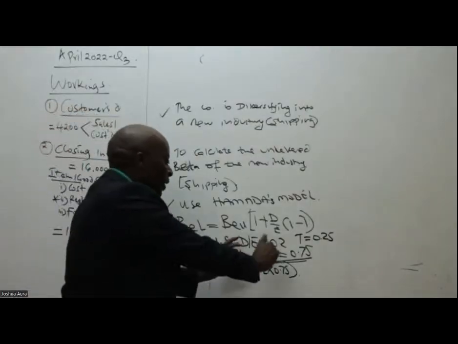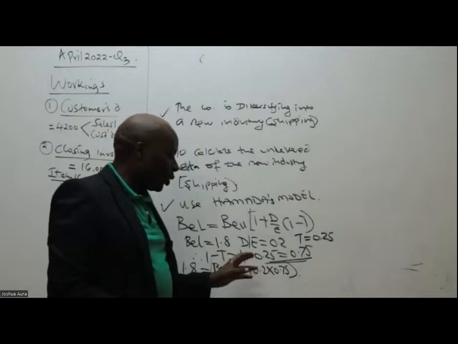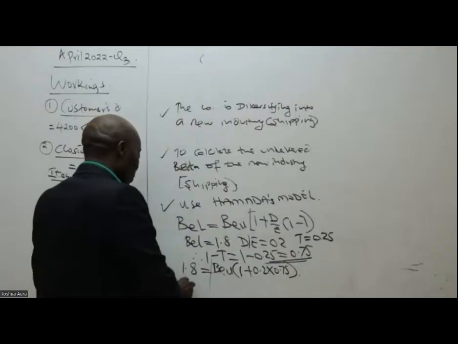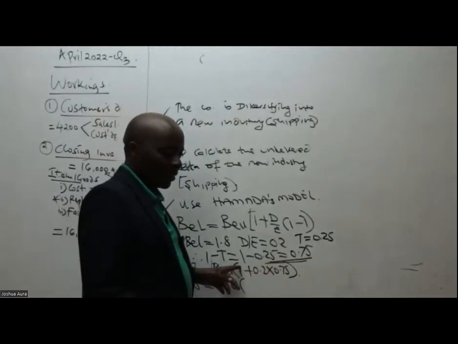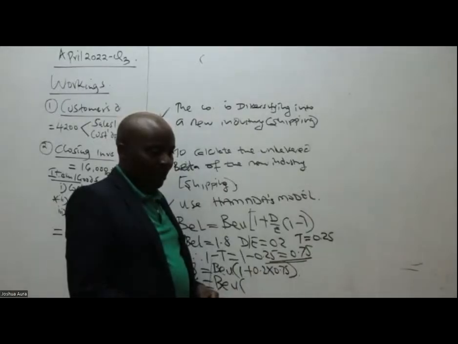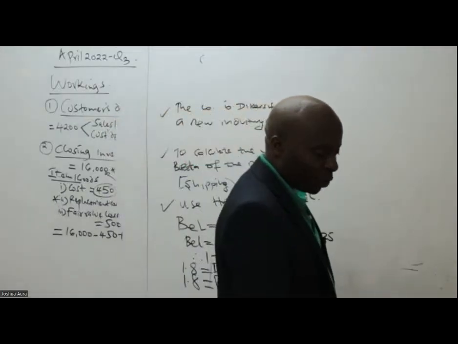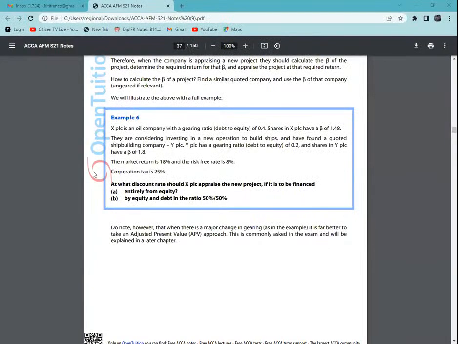So first of all, give me whatever is in brackets, BODMAS: 1 plus 0.2 times 0.75, right? So we have here 1.8 equals beta equity of unlevered firm into this plus this. First of all, we are answering this question before we go to the April 2022 paper. Question number 1. I would want you guys to have a very strong grounding of this Hamada's model. I don't want us to take any chances.